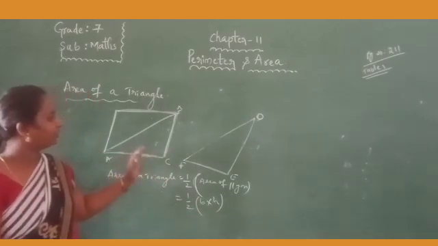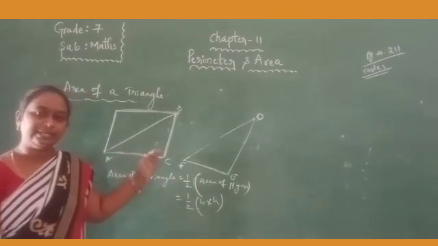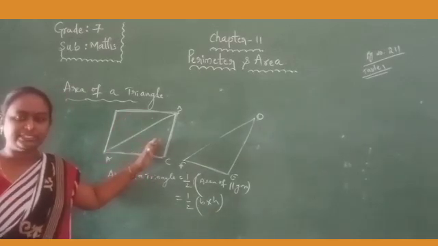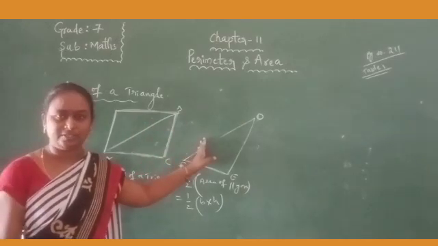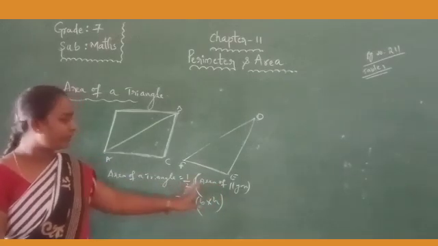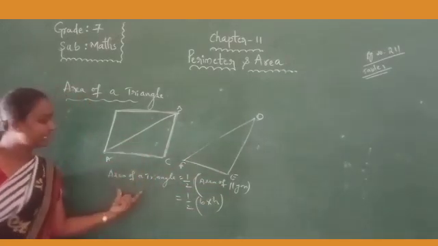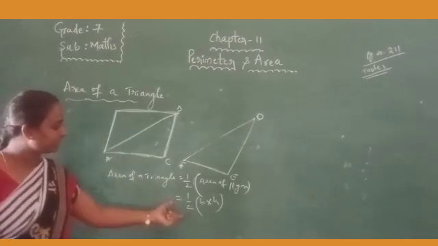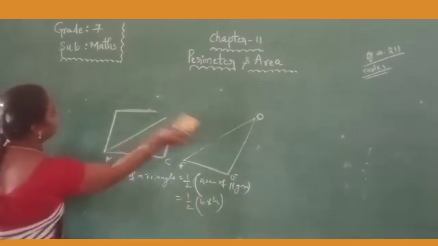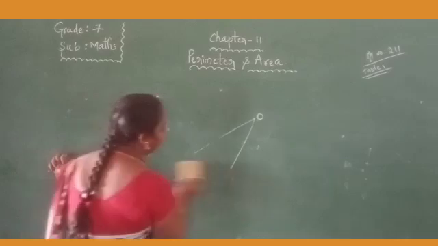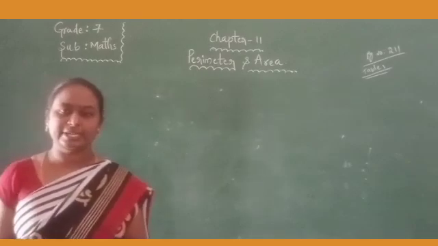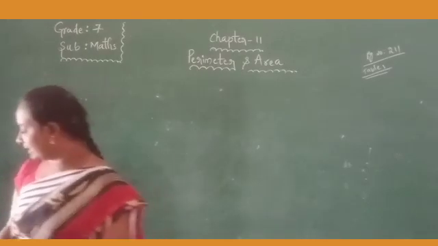So you have to do this activity practically. Take two congruent scalene triangles. After that you place one over the other. You will get the shape of a parallelogram. Okay? So half of the area of the parallelogram is equal to the area of a triangle, that is half into base into height. So in this class you have learned two formulas. What are they? Area of the parallelogram is base into height, and area of triangle is half into base into height. Right.